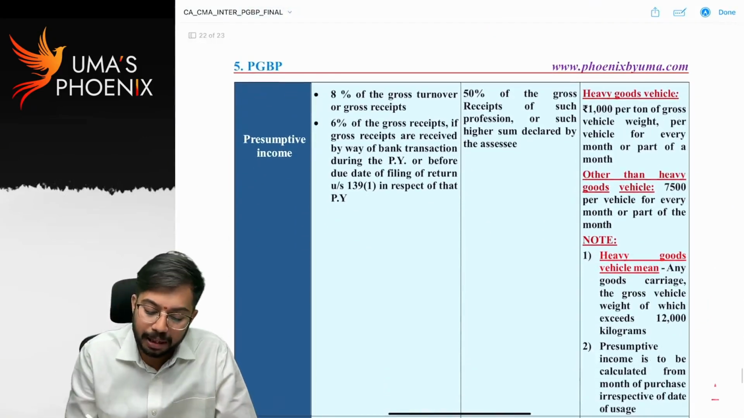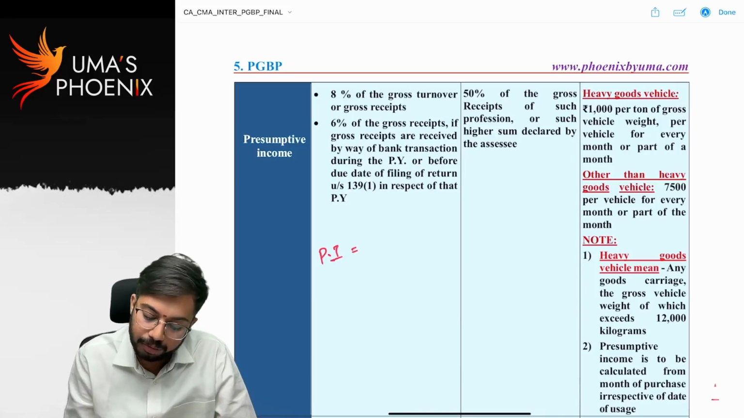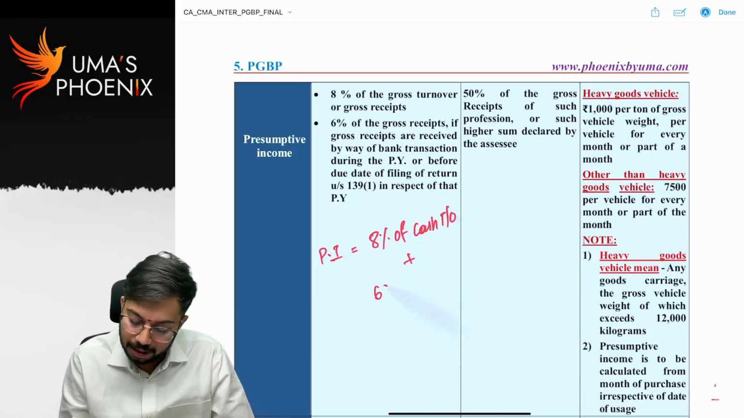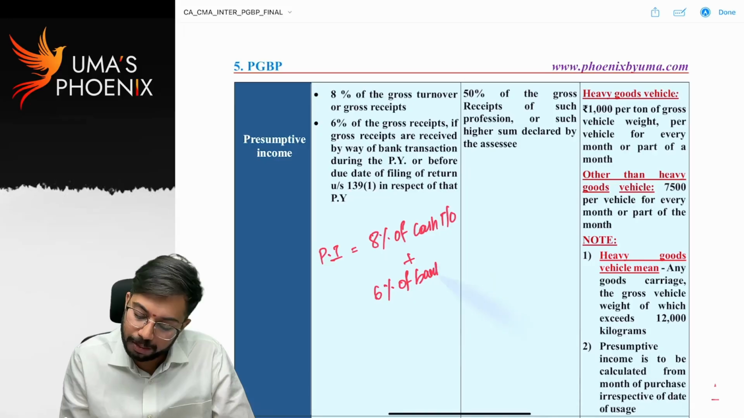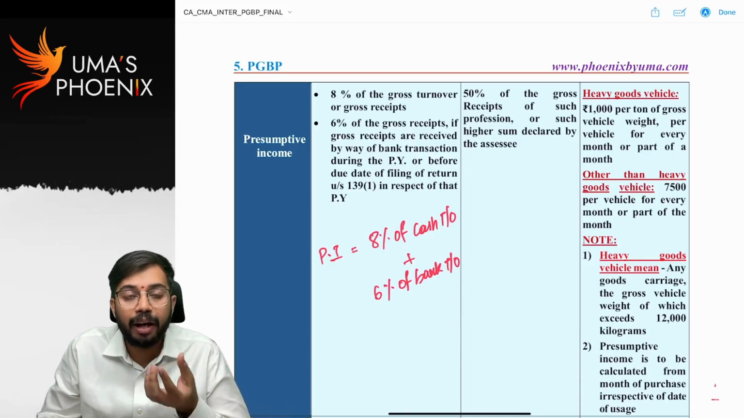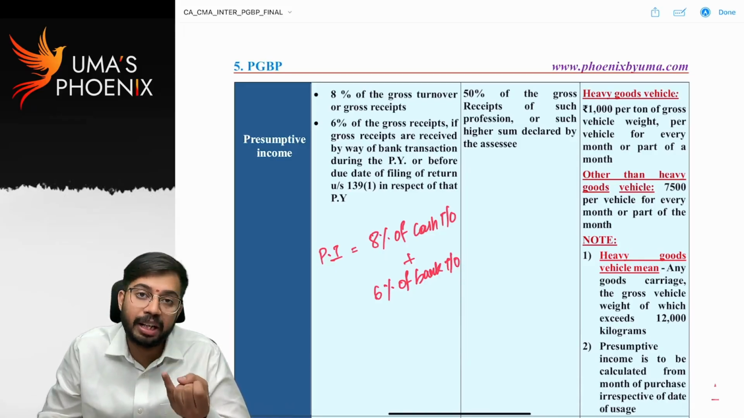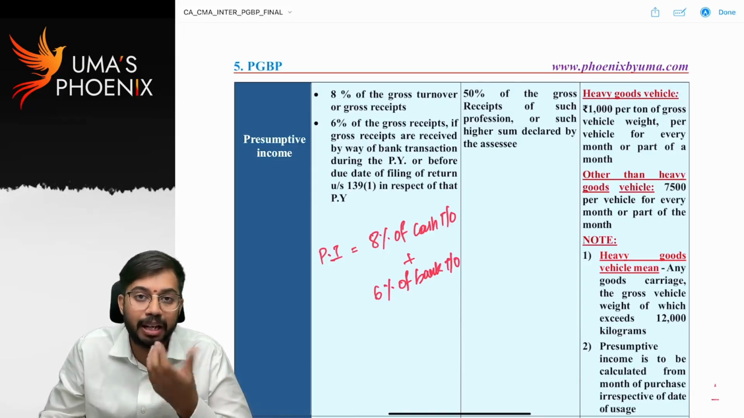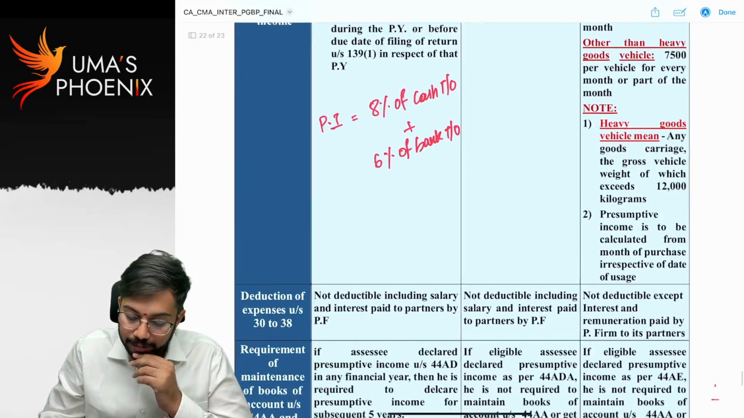Next, how much is presumptive income? Presumptive income is equal to 8% of cash turnover plus 6% of bank turnover. That will be considered as presumptive income. One point here. If any amount is received by way of bearer cheque or crossed cheque, that amount will also be considered as deemed to be received in cash. Only if amount is received through account payee cheque, then only it will be considered as bank transaction. If amount is received by way of bearer cheque or crossed cheque, it will be deemed as cash receipt only.